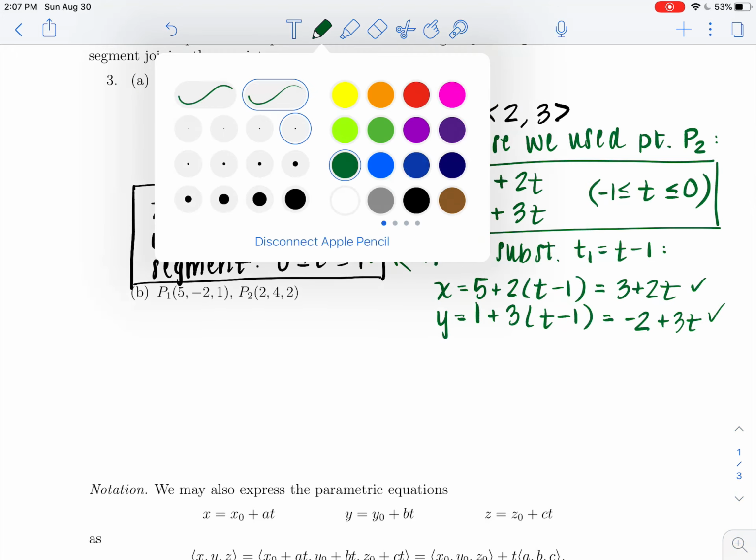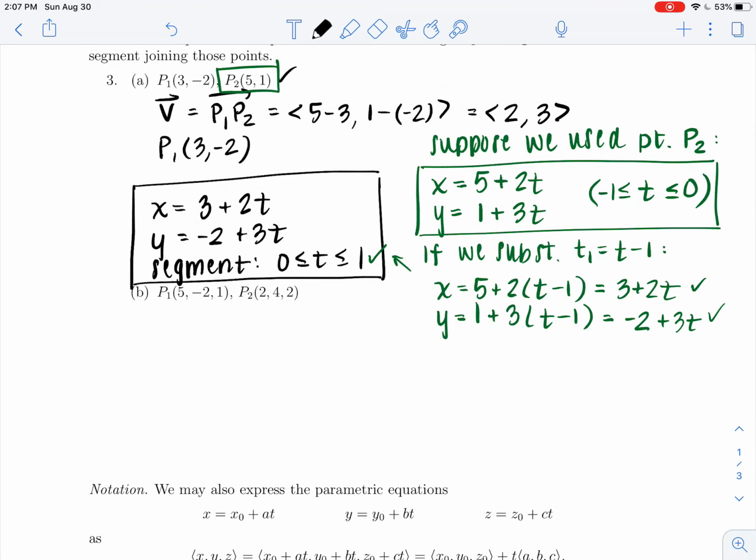Let's do another example here, and we'll just do it in one format. This is the same setup, but we just have 3 dimensions here, so we're going to be finding an x, y, and z parametric equation. So first, let's find the vector P1P2. So that's going to be 2 minus 5 is -3. 4 minus -2 is 6. 2 minus 1 is 1. So here's our vector. And again, I'm going to just arbitrarily choose to work with P1. But as we just showed, you could work with P2 just as well.